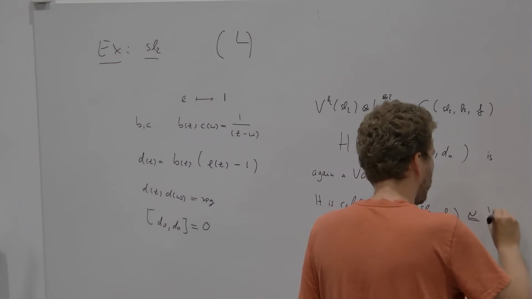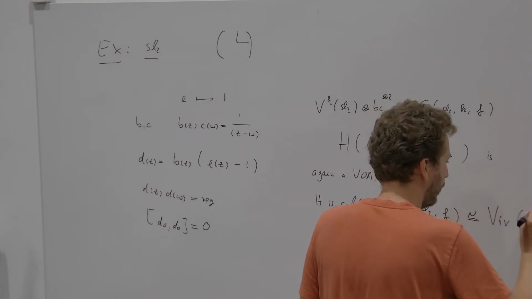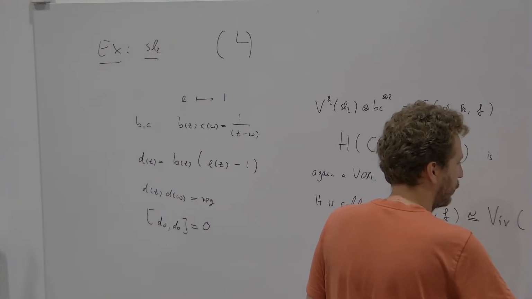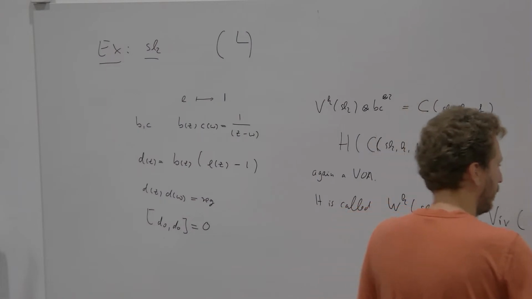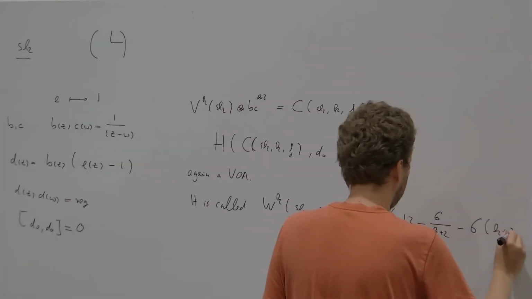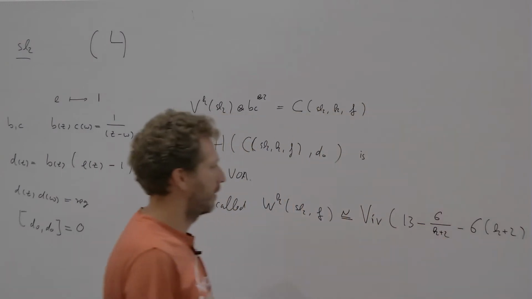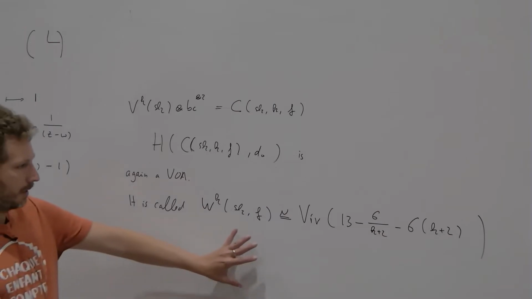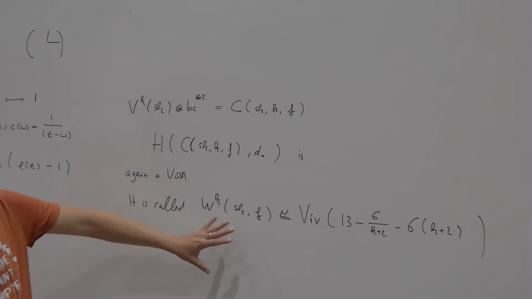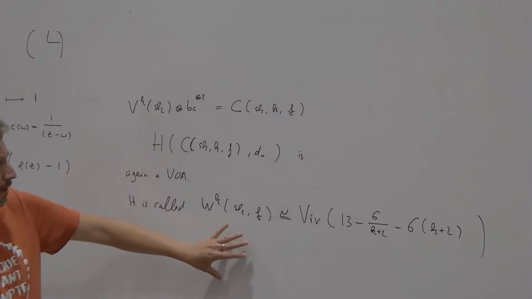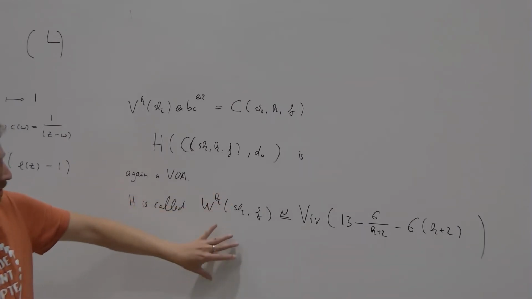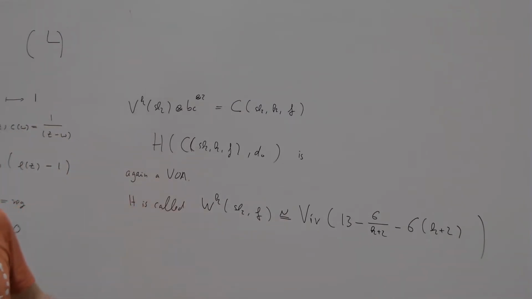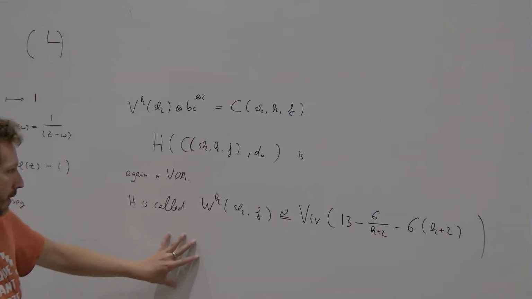It's the Virasoro algebra at central charge 13 minus 6 divided by k plus 2 minus 6 times k plus 2. So here this just denotes the central charge. Okay, and it is a one complete Bott spectral sequence. No, actually half a Bott spectral sequence computation to verify this statement. I have it in my notes, so if you want to do that later, we can do that.